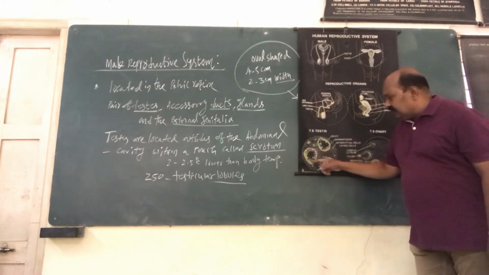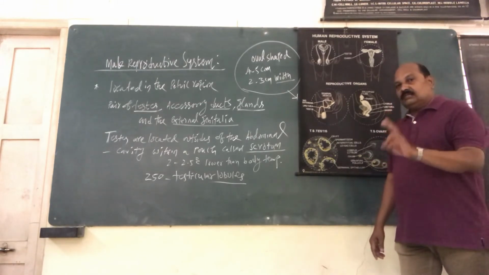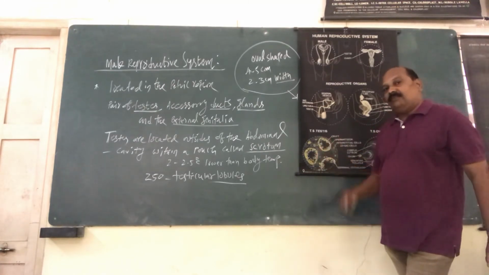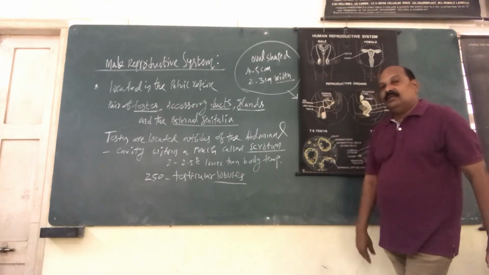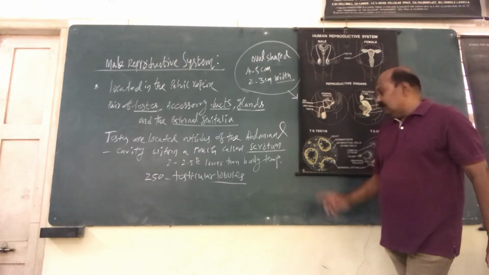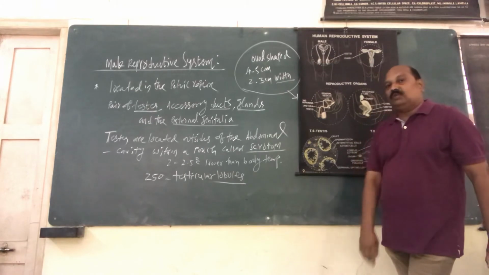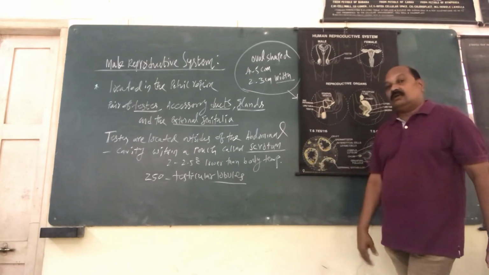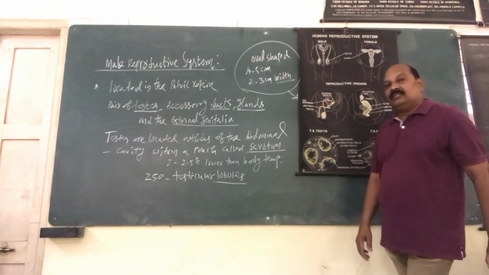Inside the seminiferous tubules, there are two kinds of cells. Number one, sperm producing cells, that means spermatogonia making cells. The second type of cells we call Sertoli cells. They are going to nourish the spermatogonial cells. So inside the seminiferous tubule, there are two kinds of cells: spermatogonial cells, which make the sperms, whereas the other cells are called Sertoli cells, which nourish the spermatogonial cells. So these are the two cells found inside the seminiferous tubule.